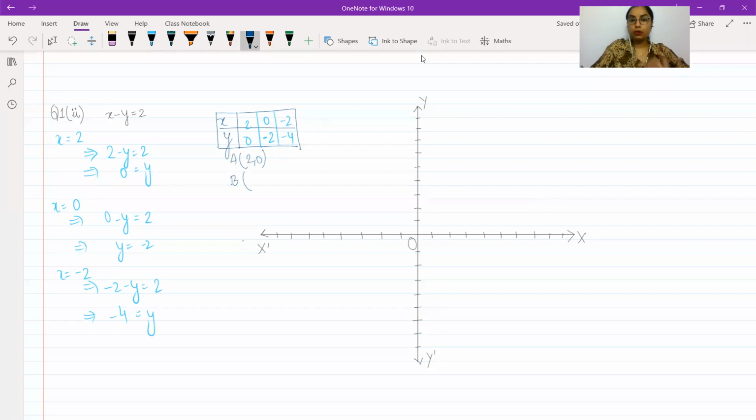of points, ordered pairs, just be a little cautious that you're writing them correctly. The values have been written in the correct order. First the value of x, then the value of y.